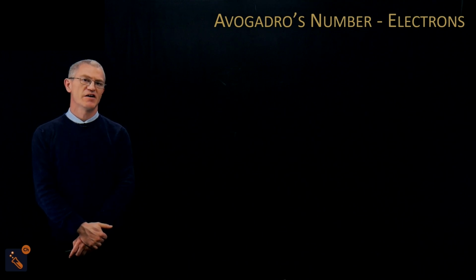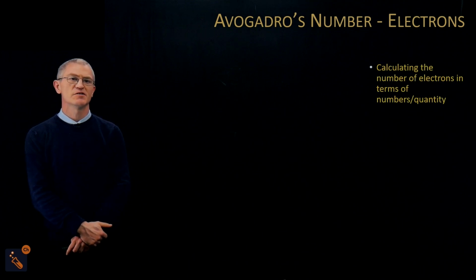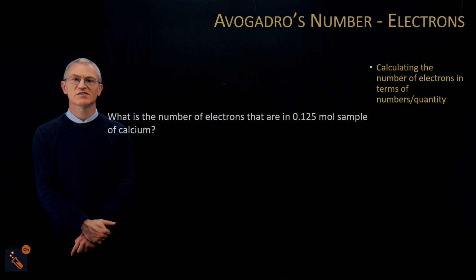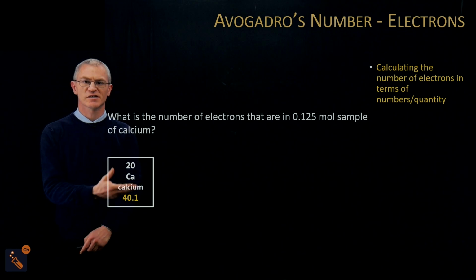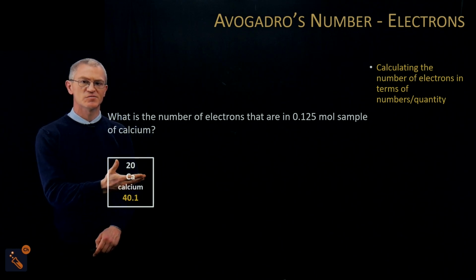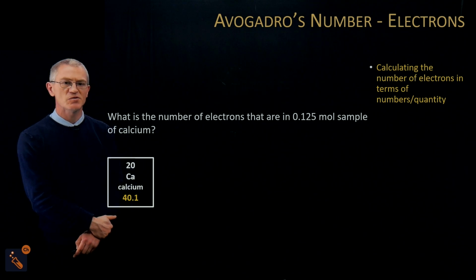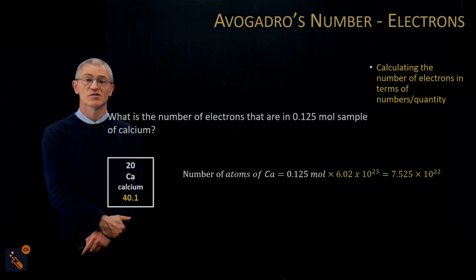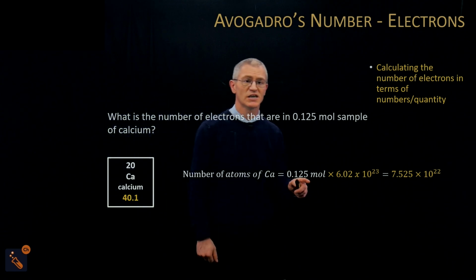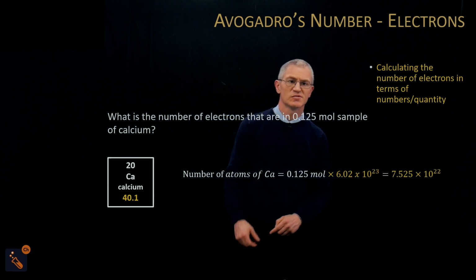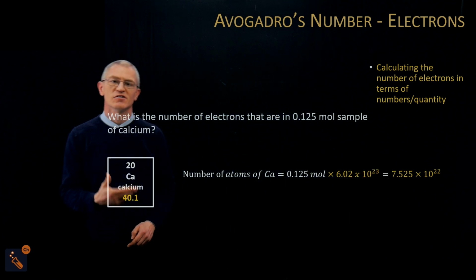Our next question about Avogadro's number and electrons is to calculate the number of electrons in terms of their quantity. So if we look at the number of electrons in a 0.125 moles sample of calcium, we know that in calcium we have 20 electrons. It's a bit simpler than having to draw a diagram like the last one. If we want to know the number of atoms of calcium, all we do is take the number of moles and times it by Avogadro's constant, and we get 7.525 times 10 to the 22. Now that is the number of atoms of calcium.